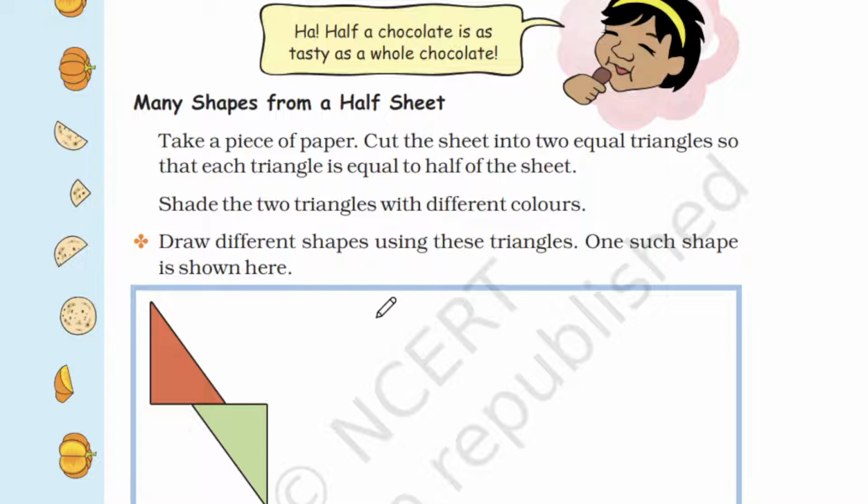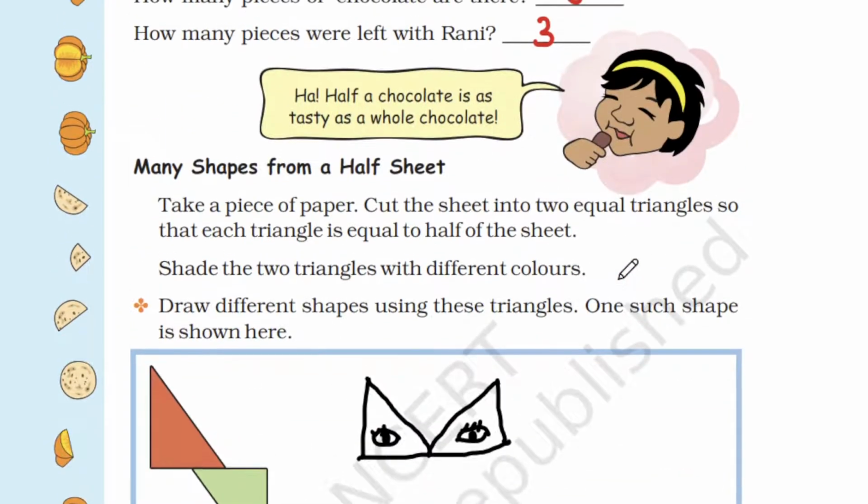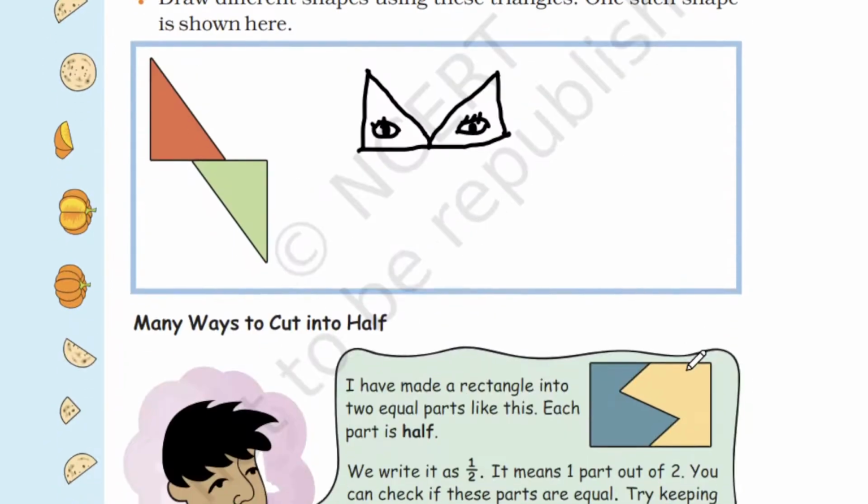For example, if you have a triangle here like this, you can draw different shapes. Okay, you have to color different things. You can even draw an eye over here. So you can draw different shapes like this. Okay, so this, maybe your teacher might give you as classwork or homework.